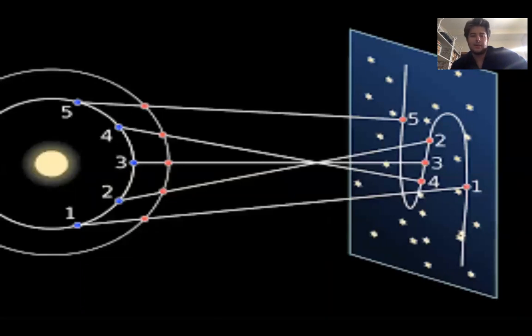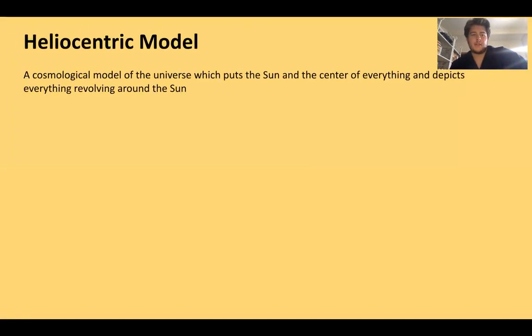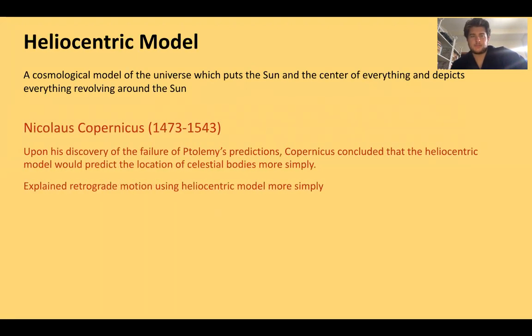You can see that the blue is Earth and the red is Mars, and it's going around the sun. The heliocentric model is a cosmological model of the universe which puts the sun at the center of everything and depicts everything revolving around the sun. Nicholas Copernicus was born more than a millennium, 1,000 years, after Ptolemy. And like Ptolemy's, the heliocentric model existed long before him.